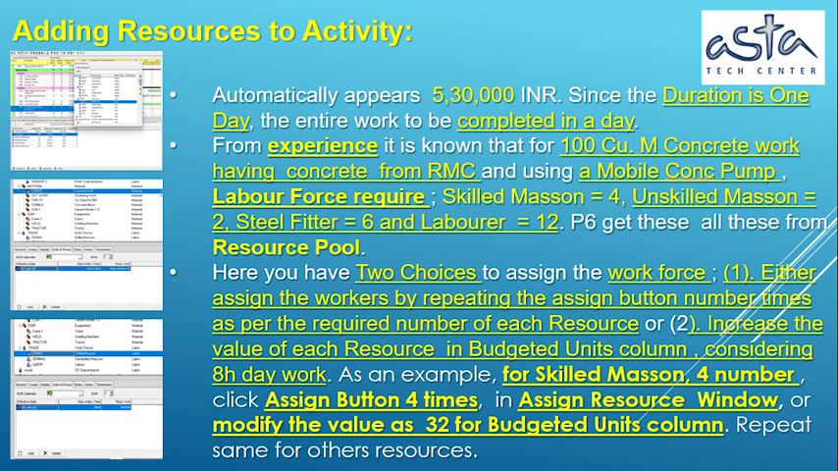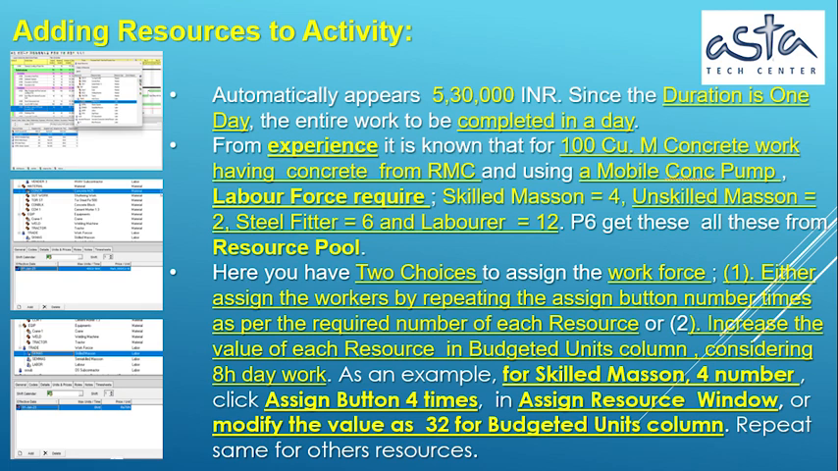From experience, it is known that for 100 cum concrete work, getting concrete from RMC and using a mobile pump, the labor force required is: skilled mason 4, unskilled mason 2, steel fitter 6 and laborer 12. Get all these from the resource pool.